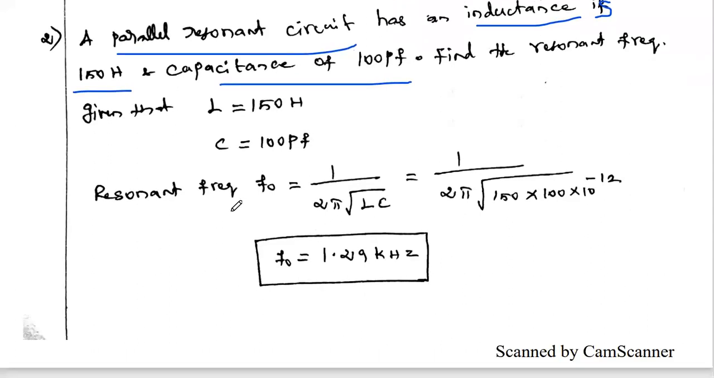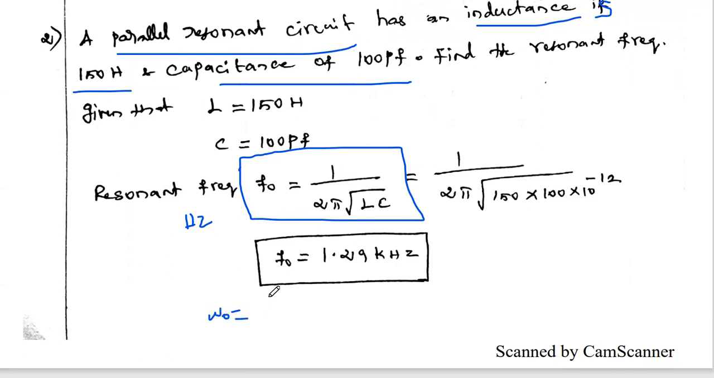What is the formula for the resonant frequency? The resonant frequency f naught is equal to 1 divided by 2 pi square root of LC. This is the resonant frequency in hertz. Similarly, if we want the resonant frequency in radians, that is omega naught, omega naught is simply equal to 1 divided by root LC. If we want the resonant frequency in hertz, f naught is equal to 1 by 2 pi square root of LC.